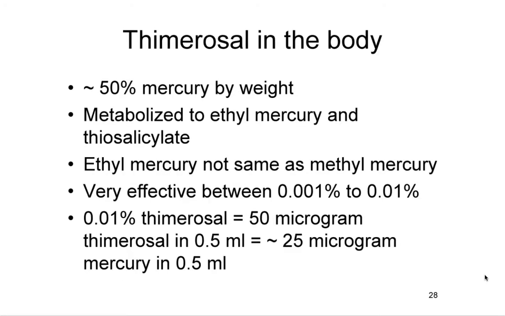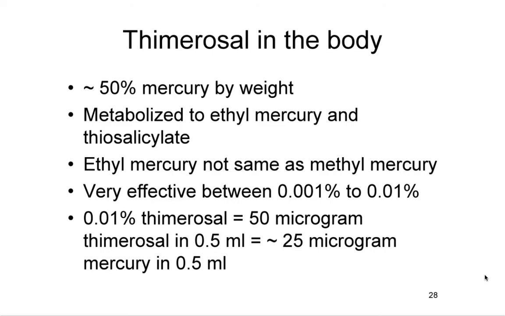Now, as far as thimerosal is concerned, 50% of the molecular weight is contributed by mercury. It is typically metabolized to ethyl mercury and thiosalicylate. Ethyl mercury is not the same as methyl mercury, which is a metabolite produced in the body when it is exposed to inorganic mercury.